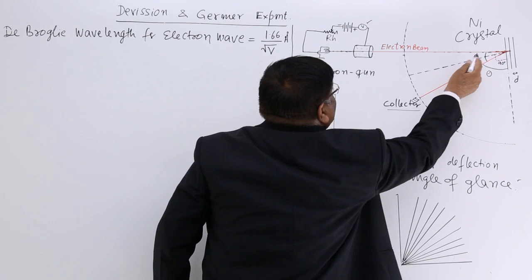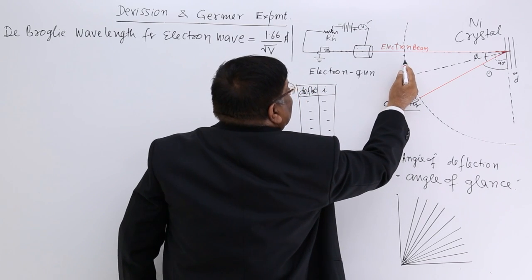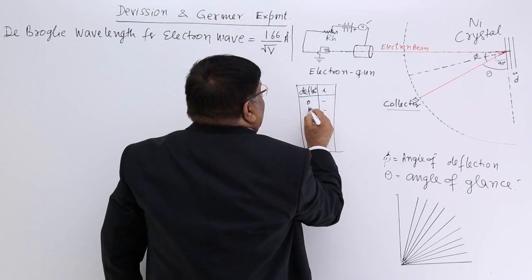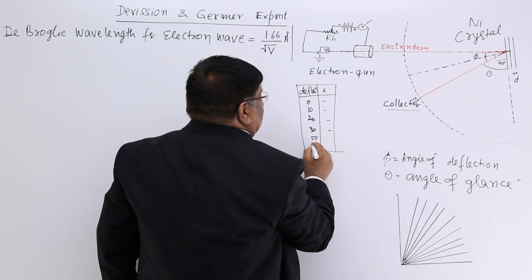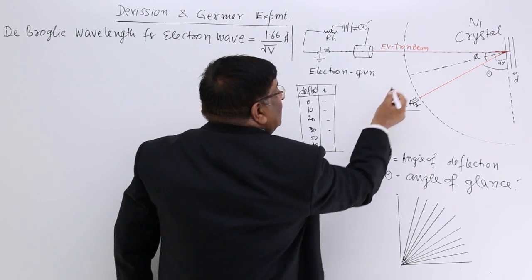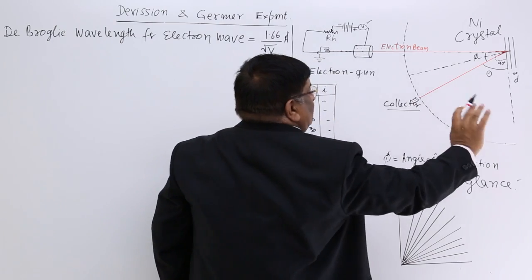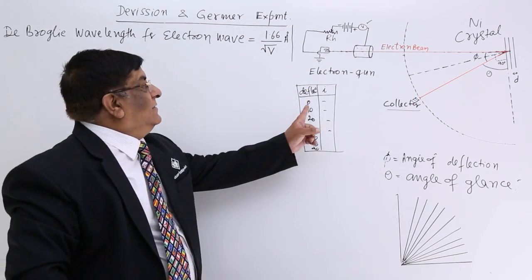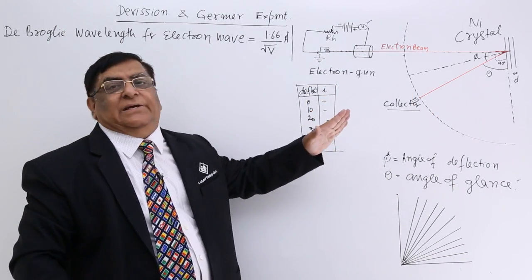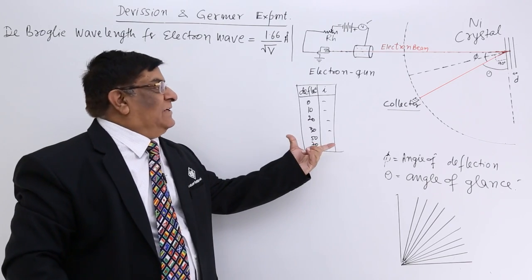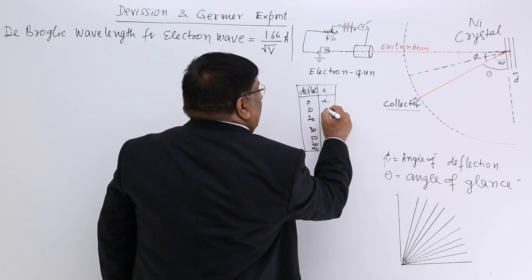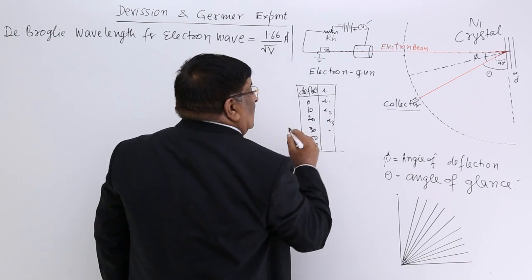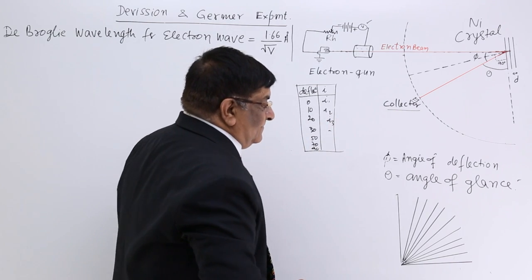And what is the angle here? 0. Then 10 degree, 20 degree, 30 degree, 50 degree, 70 degree, and finally 90 degree. And we take the current at all the angles. This table is ready. After that, this is I1, I2, I3. After that, we make a graph.